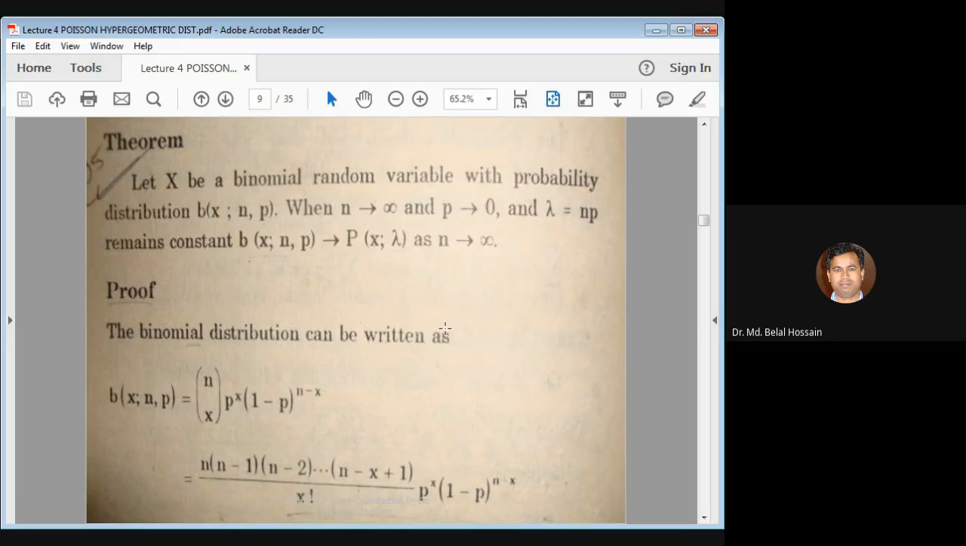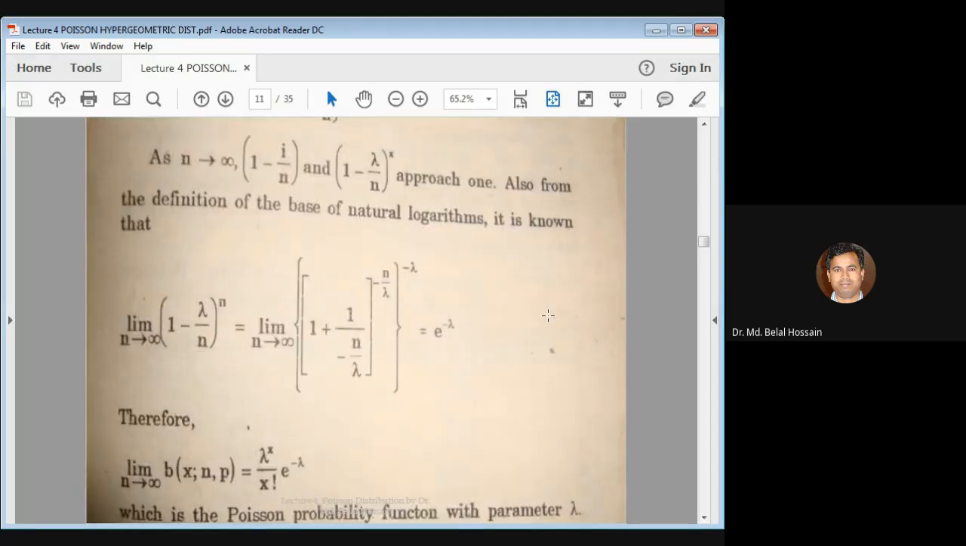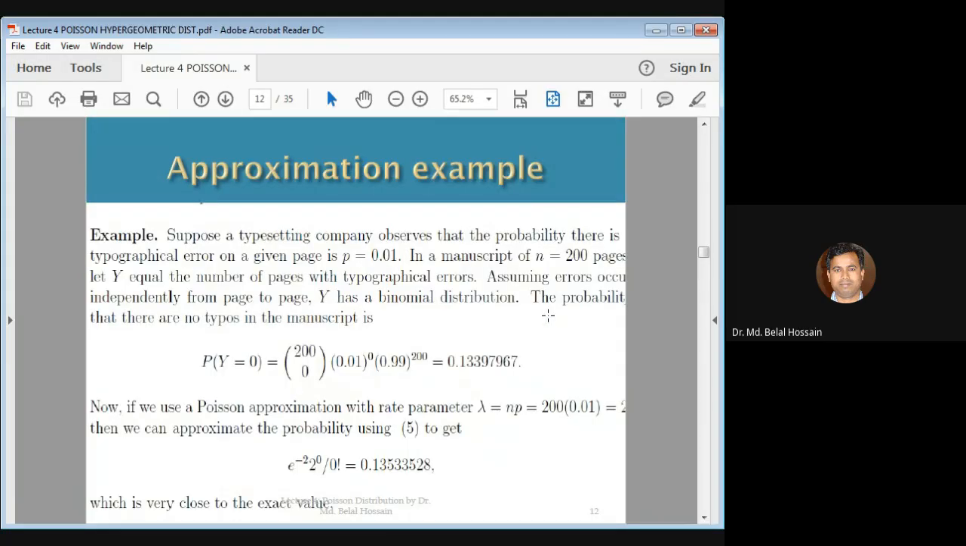When you find that n is a sufficiently large number, then finding a probability from a binomial distribution and finding a probability from a Poisson distribution gives exactly the same result. You will find the probability up to 4 decimal places exactly the same. It happens when you have n sufficiently large.